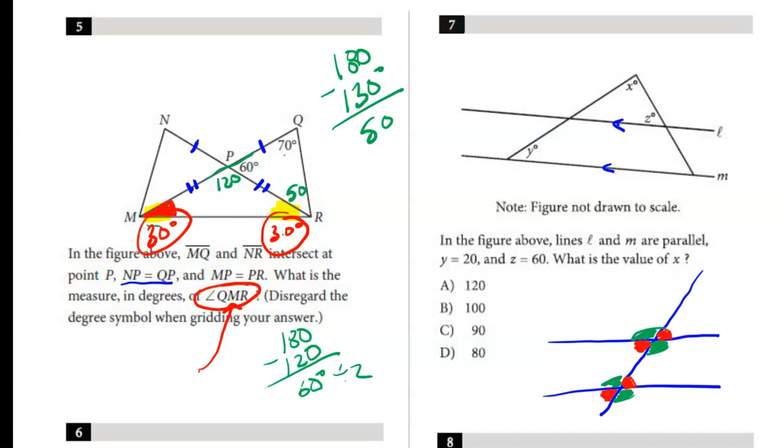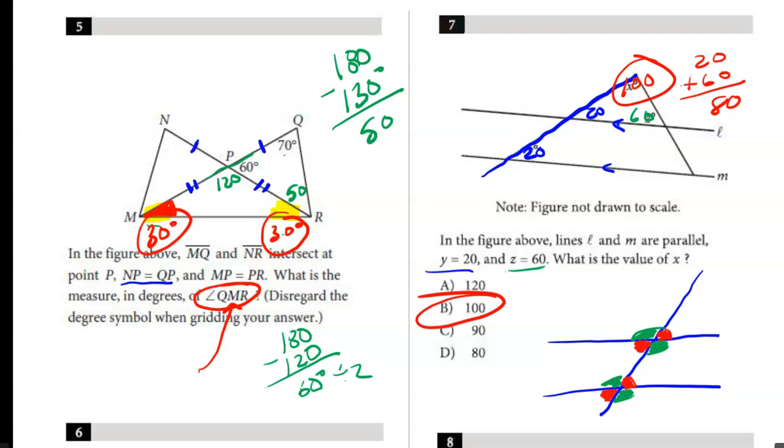So I'm going to use that fact in the question up above. It says y equals 20. So if y equals 20, sliding up this line right here, this is also going to have to be 20 because those lines are parallel. Z is 60, so Z has to be 60. And so this one's not too bad to find out what X is. So far I have 20 plus 60, which is 80. So to get 180, X has to be 100. So the correct answer here is B.